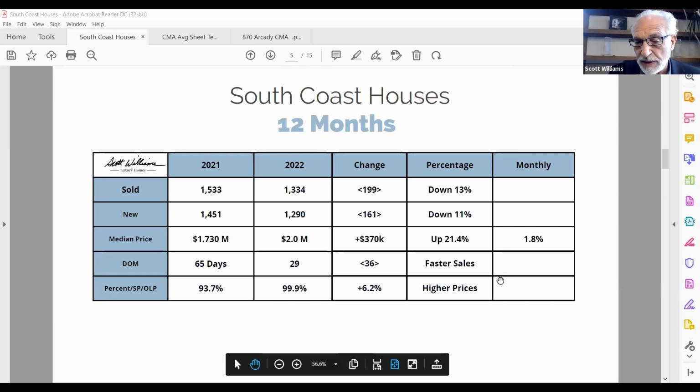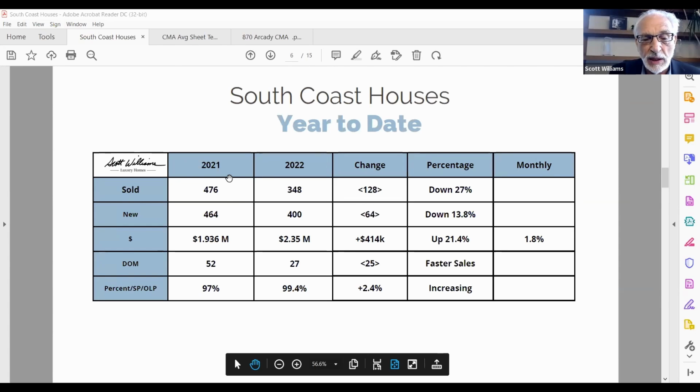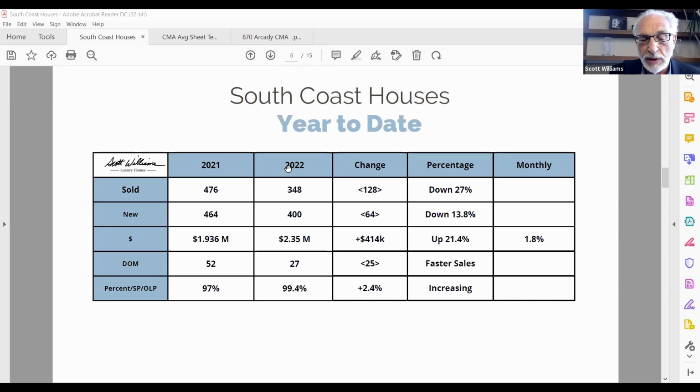This is 12 months. What about year to date? There it is, year to date. So that is basically the first 4 months of this year. We're here basically on the first of the month. We can see that in 2021, that's how many homes were sold. 2022, it was 128 less. So this year, we've sold 27% fewer houses than last year.